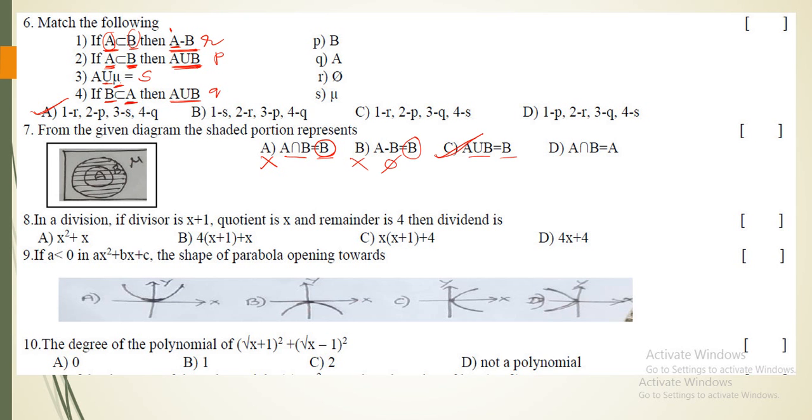Next, A intersection B is equal to A. If this option has to be satisfied, then what should be considered? It should be measured like this. Then only we can say option D. But here it is not the option. So clearly option C is my answer.